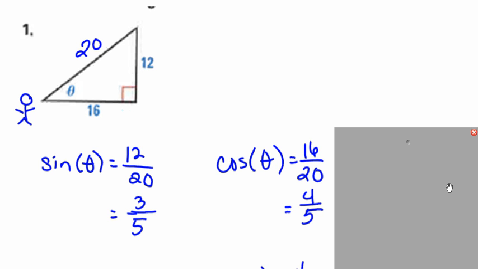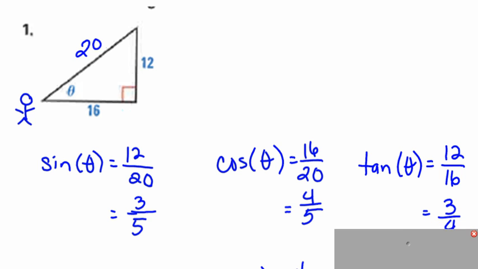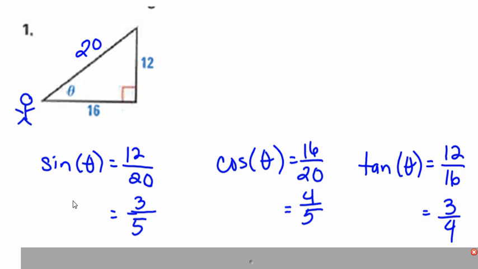The tangent is defined as the opposite divided by the adjacent. Our opposite side is 12, our adjacent side is 16. So the tangent of theta is equal to 12/16. 12 and 16 are both divisible by 4, so our final ratio would be 3/4. So we have our three ratios defined: sine, cosine, and tangent.